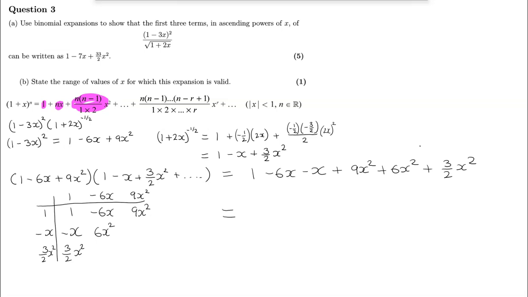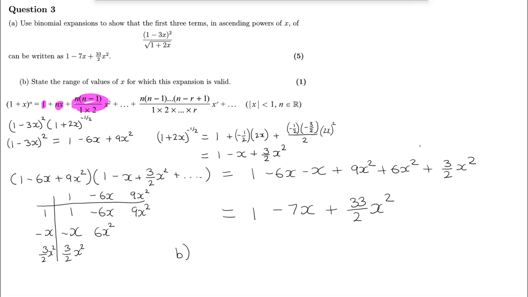And simplifying that, we've got 1. Collect together your x's, you've got minus 7x here. And then finally collect together all your x squared terms, the 9, the 6, and the 3 over 2. And you'll get 33 over 2x squared. And that's all we need to do for that part A.